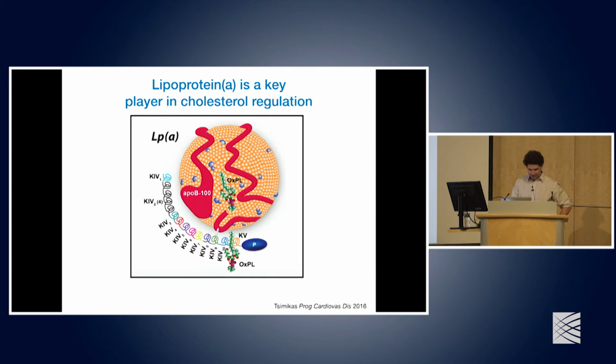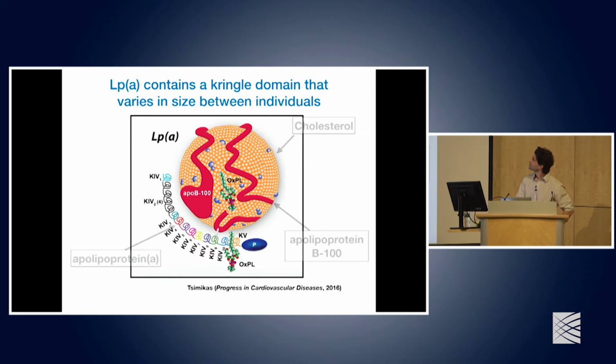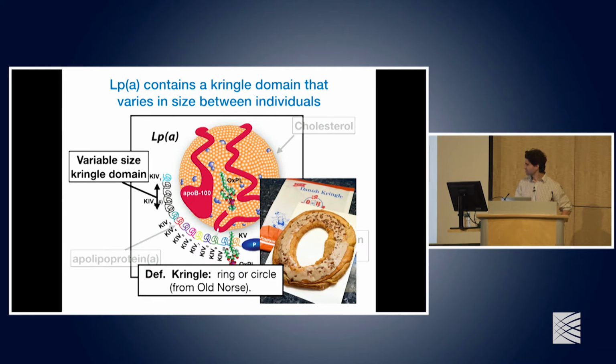LPA has two main parts. There's the apolipoprotein B part, which is depicted here in red, which is hydrophobic and tends to bind to cholesterol. And ApoB is covalently bound to another part of the protein called apolipoprotein A, which is hydrophilic. Each copy of this protein has a repeated KIV2 region sitting on the apolipoprotein A portion of the genome. This is a ring of 114 amino acids repeated some number of times, and the number of times varies between individuals. So this is the KIV2 repeat on this cartoon of LPA. And Kringle is just a fancy word for ring or circle.